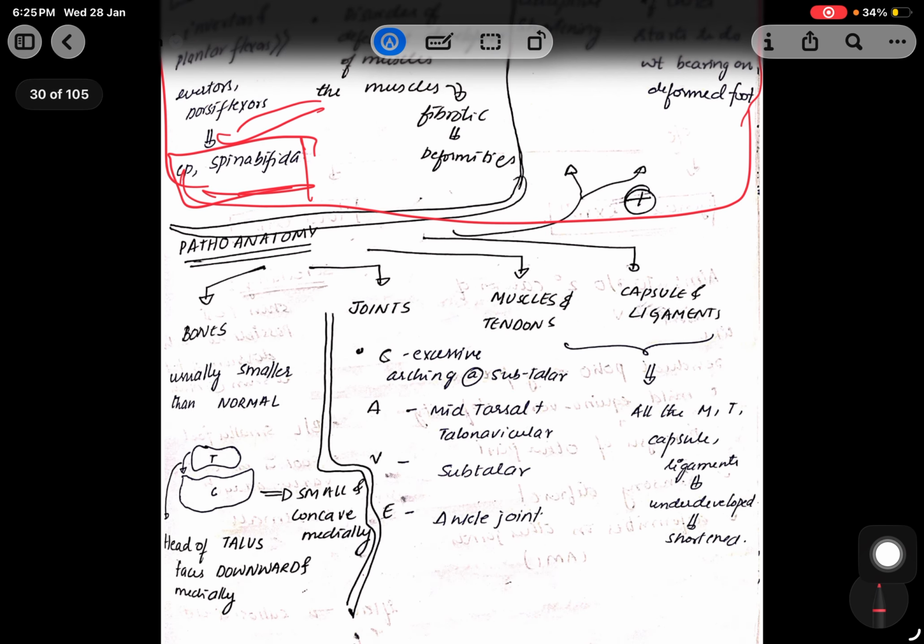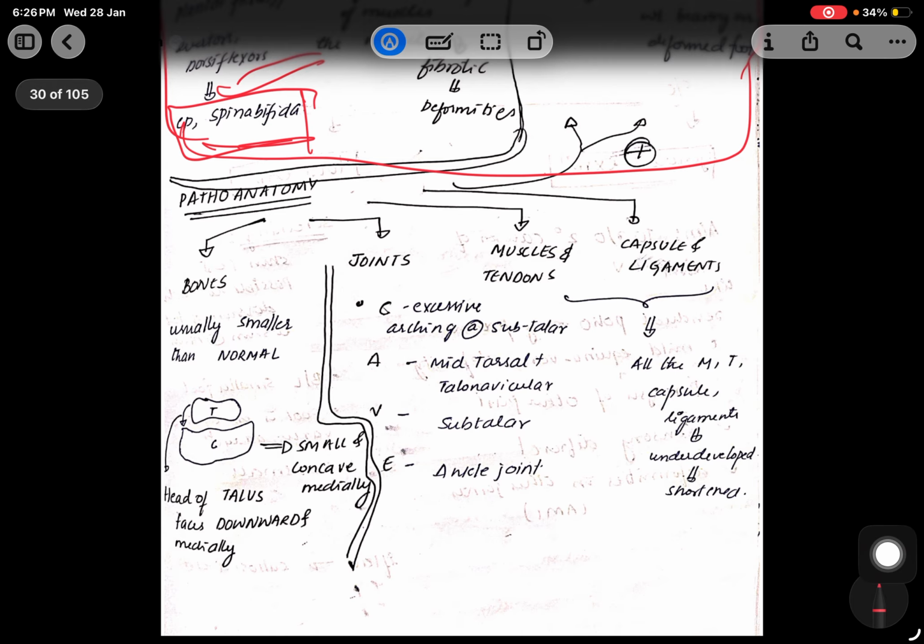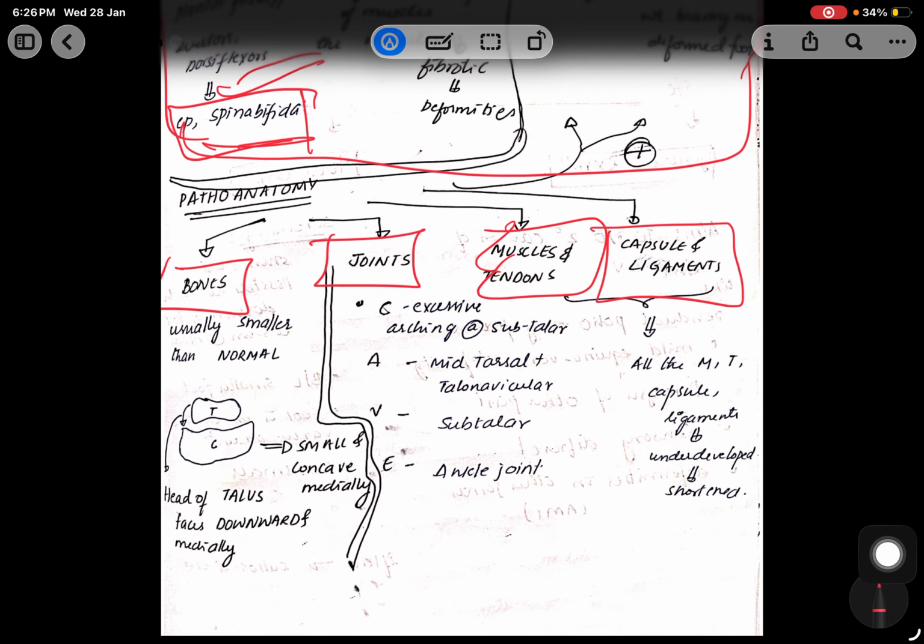Okay. So this is the pathoanatomy part of it. While writing pathoanatomy, make sure you mention all the things. You have to talk about bones, joints, muscle and tendons, and also about the capsule and ligaments. This is the pathognomonic feature, that is CAVE. You might have excessive arching.